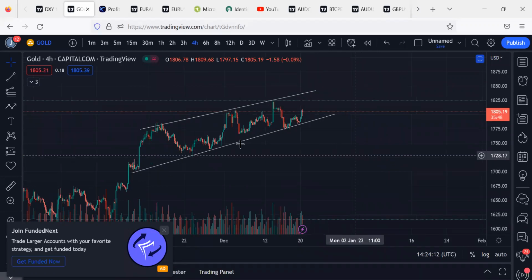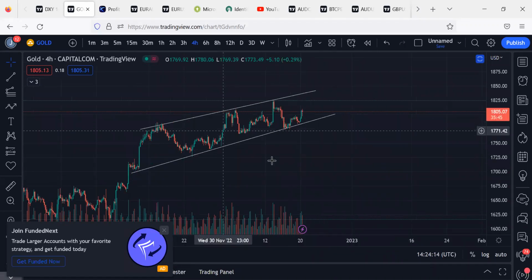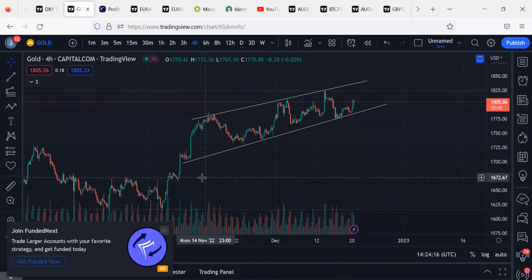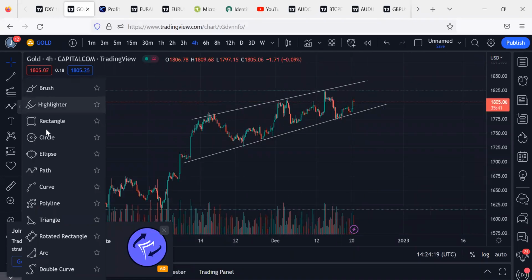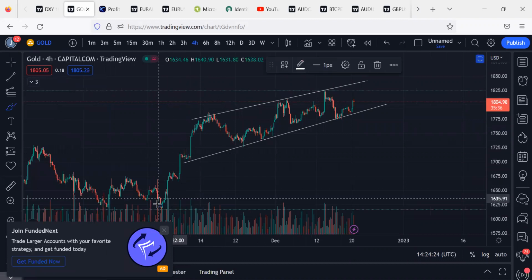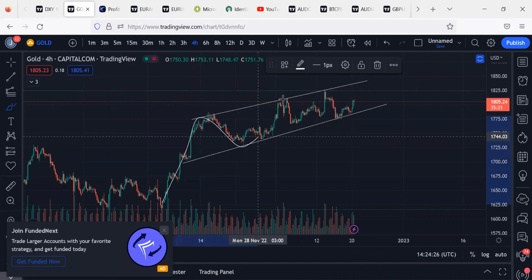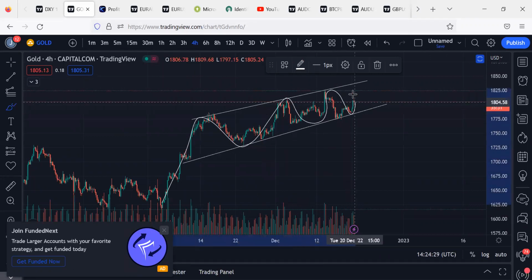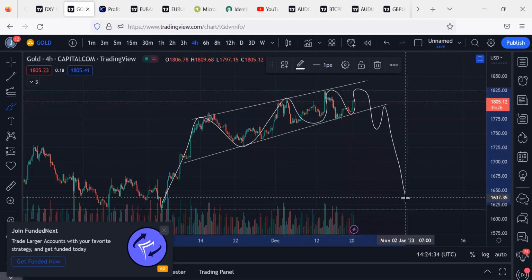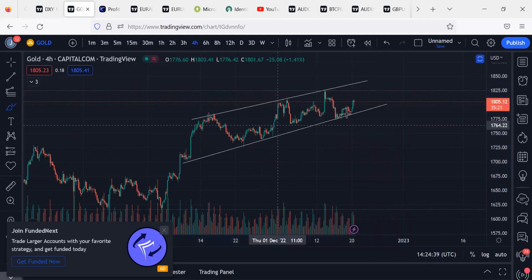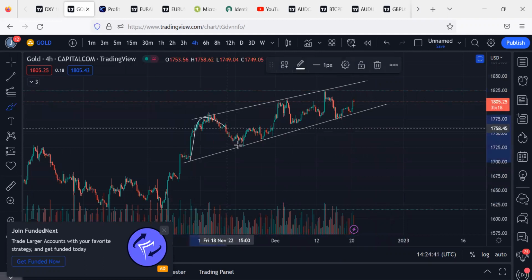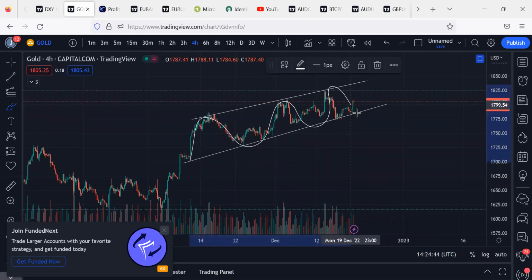Currently I'm on my 4 hour time frame, where I'm finding a rising wedge, which usually is a pattern that reverses to the downside. Are you getting it? I am not going to give that right now. 60% of the time it reverses to the downside. We can also be on this rising channel that can go to the upside.